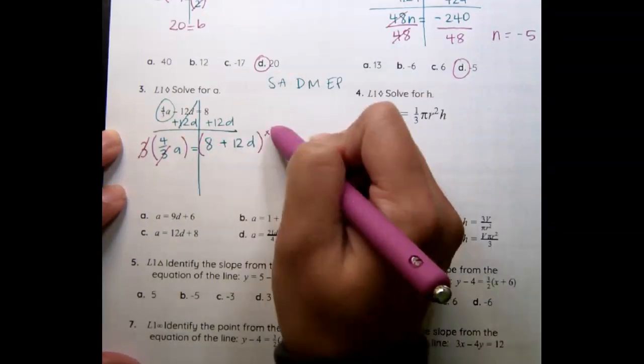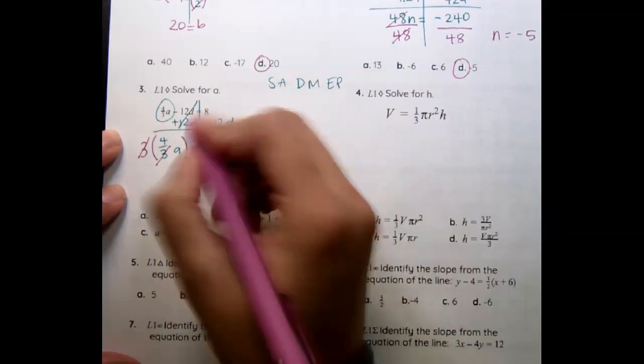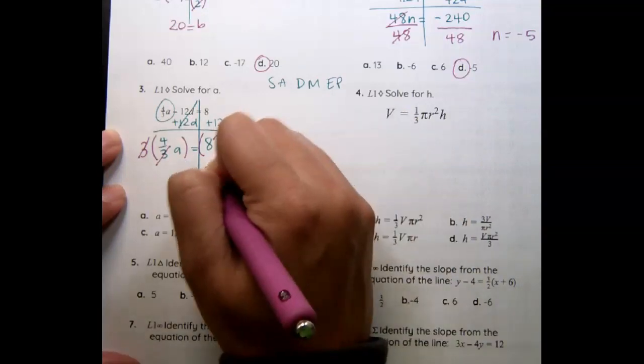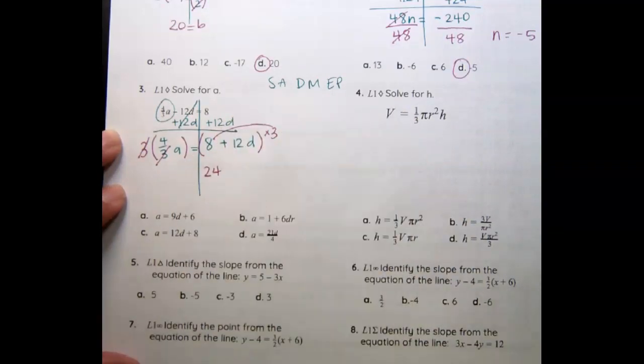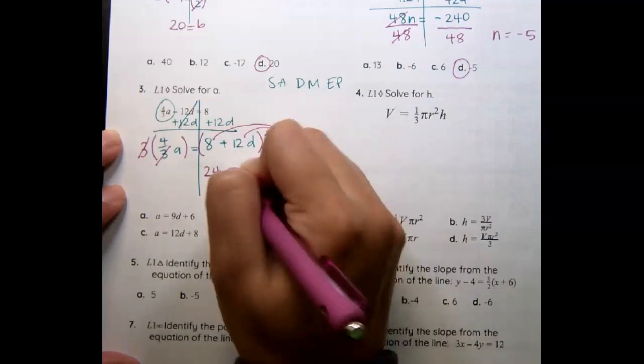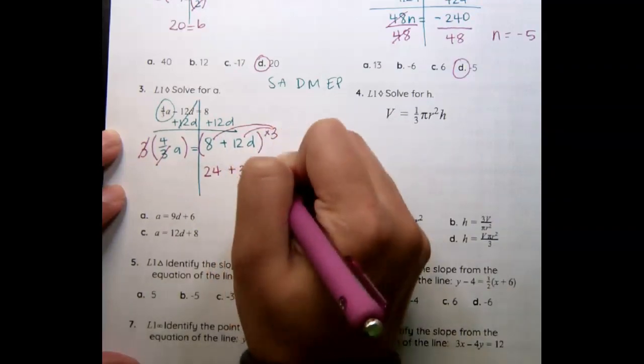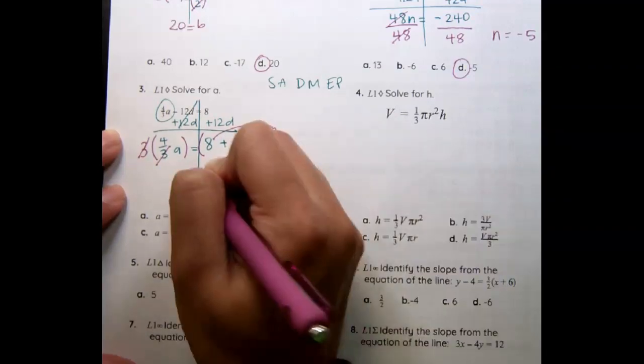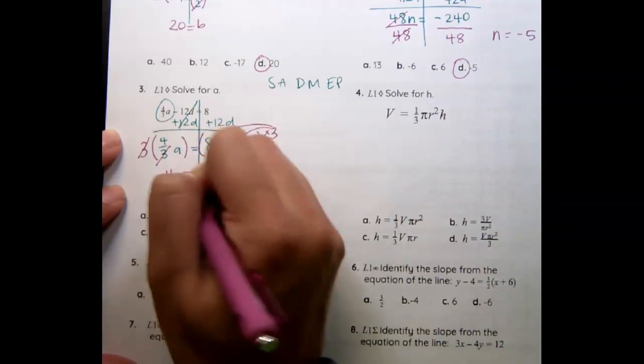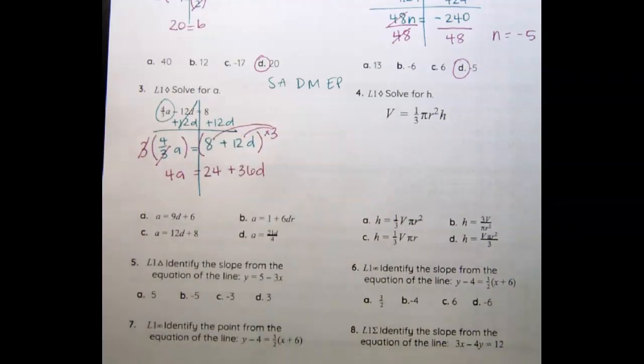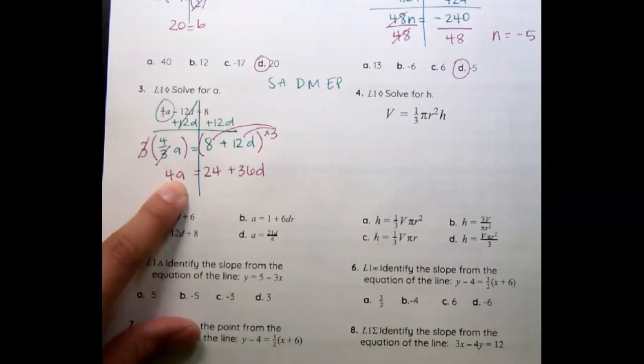I can't really write it in the front. So 3 times 8, or 8 times 3, is 24. 3 times 12 is 36. Don't forget your d. On the left-hand side, all I have is 4a because I got rid of the 3. Now, I still don't have a by itself. I have to do one last thing here.